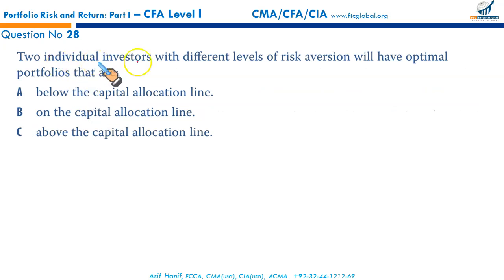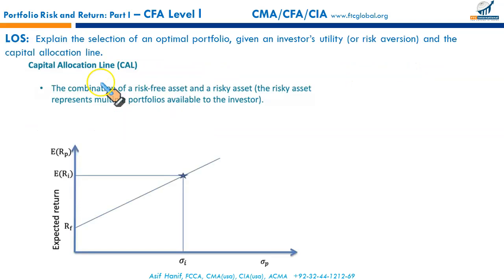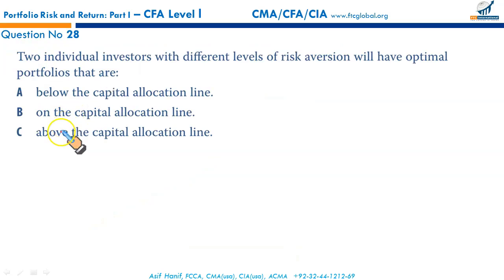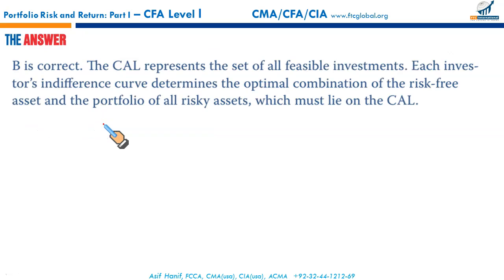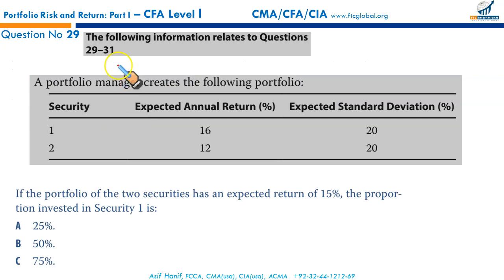Next, 2 individual investors with different levels of risk aversion will have optimal portfolios that are on the capital allocation line. Not below, not above, on the capital allocation line. That is from our overview video. The straightforward B is the answer. Next, we have a set of questions 29 to 31. The following information relates to questions 29 to 31. A portfolio manager creates the following portfolio: security 1, security 2, expected return on security 1 16%, on 2 12%, and expected standard deviation 20% on both.